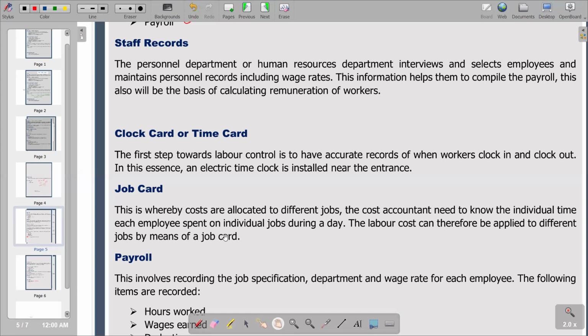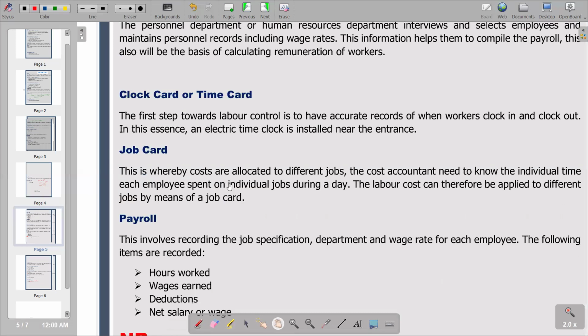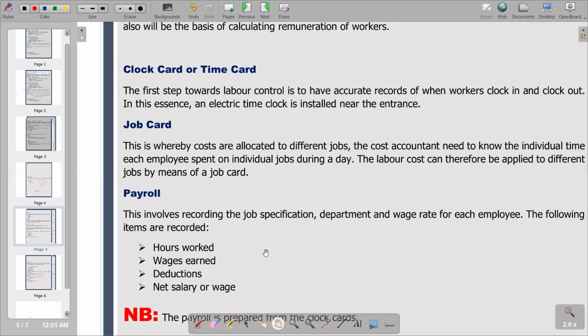So this is a control measure, as we see in the explanation of the job card. It is an effective control measure, as it actually shows what each and every worker is doing in the workplace. So we go to the payroll also. The payroll involves the recording of job specification, departments, and wage rate for each employee. So we have the contents of the payroll, whereby we have hours worked, wages earned, and also deductions, in terms of what is being deducted from each and every worker's wage or salary. And then the net salary or wage is also indicated on the payroll.